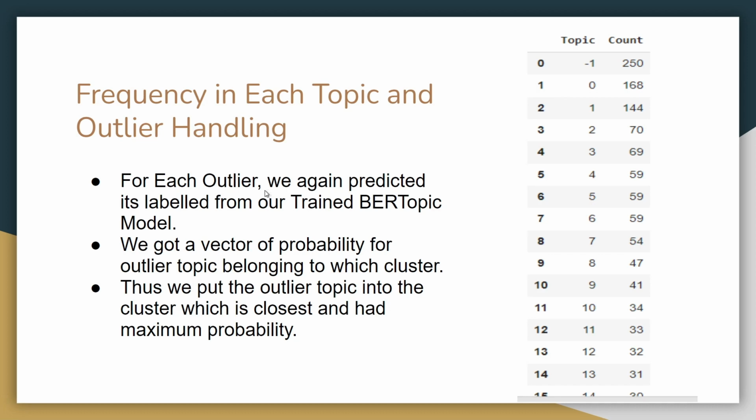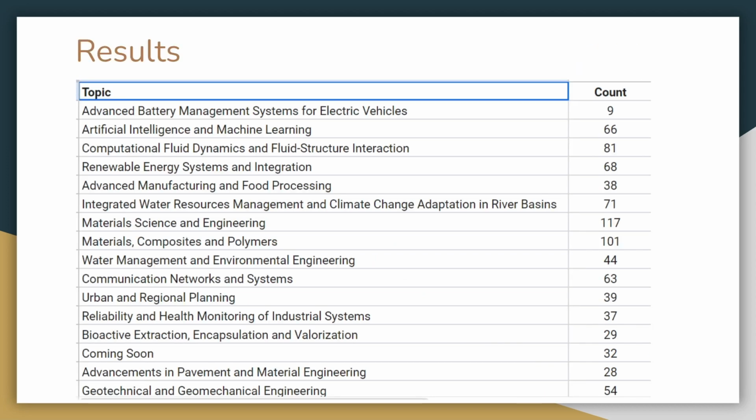And what we did is, for these outliers we fitted the model again, and the output gives us a vector of probabilities, the probability that each outlier will fall into one of these topics. We then put the outlier into the cluster for which the probability is maximum. Once this is done, these are the final results we have got.